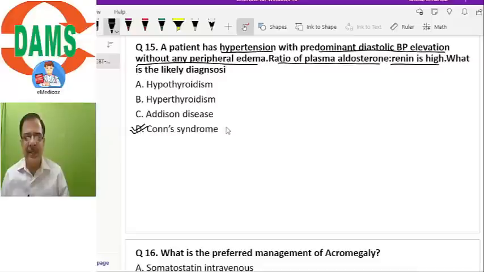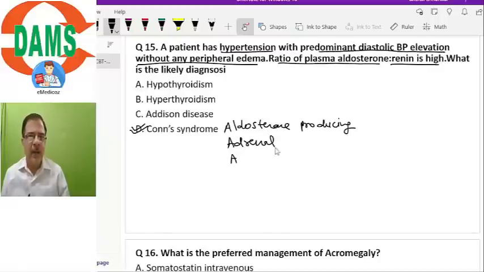Conn syndrome is basically AAA, that means aldosterone producing adrenal adenoma. So therefore the aldosterone levels are high, and there is a diastolic BP elevation without edema because of the aldosterone escape phenomenon. Escape mechanism is there.